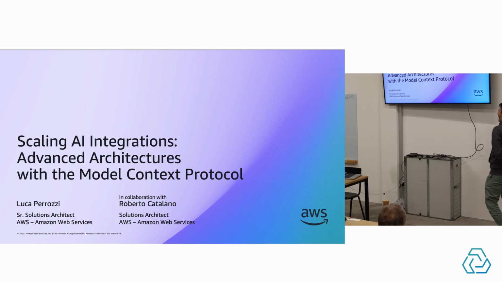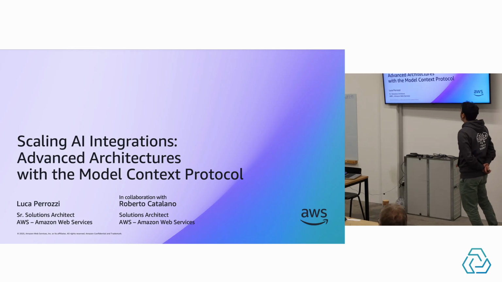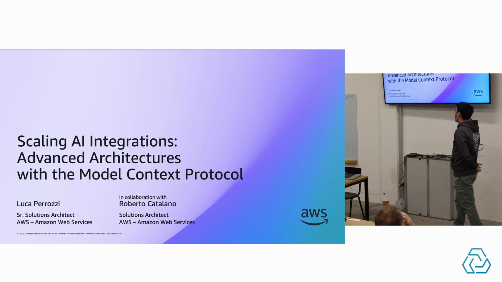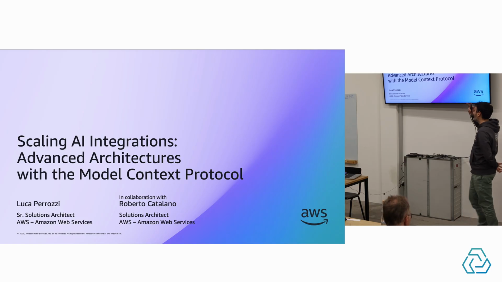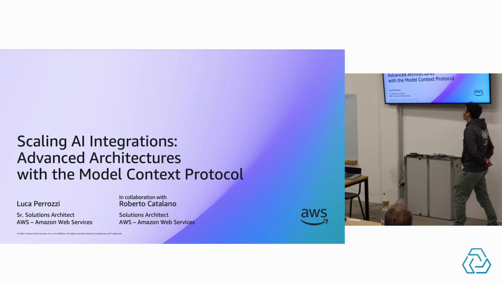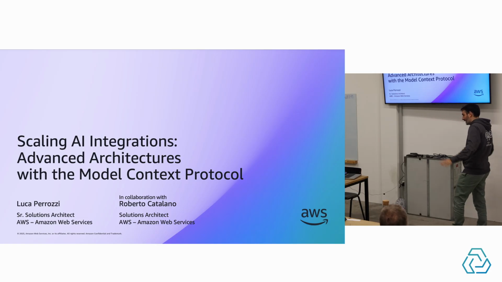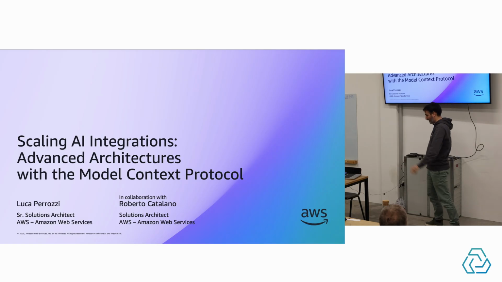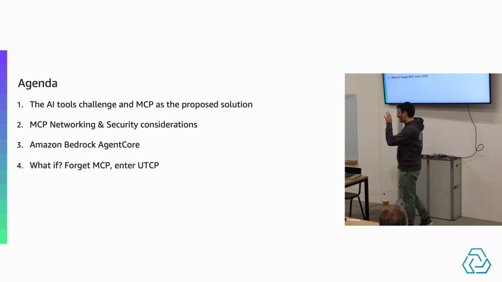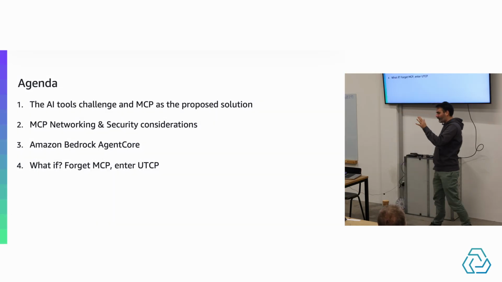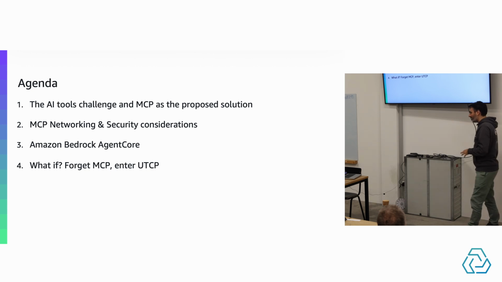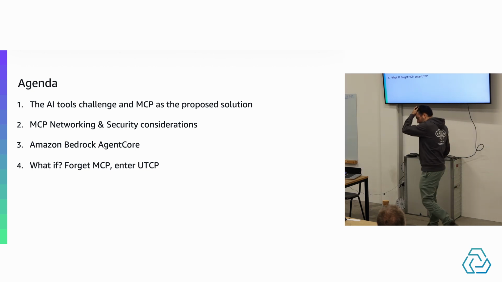Let's cut to the chase. Let's go to the talk. So the proposed title is Scaling AI Integration, Advanced Architectures with the Model Context Protocol. Advanced will save me in case I start saying too many things. It's just because it's advanced, okay? Now, I want to try to keep this between entertaining, informative, and too many things. So let's see what I have prepared for you, right?